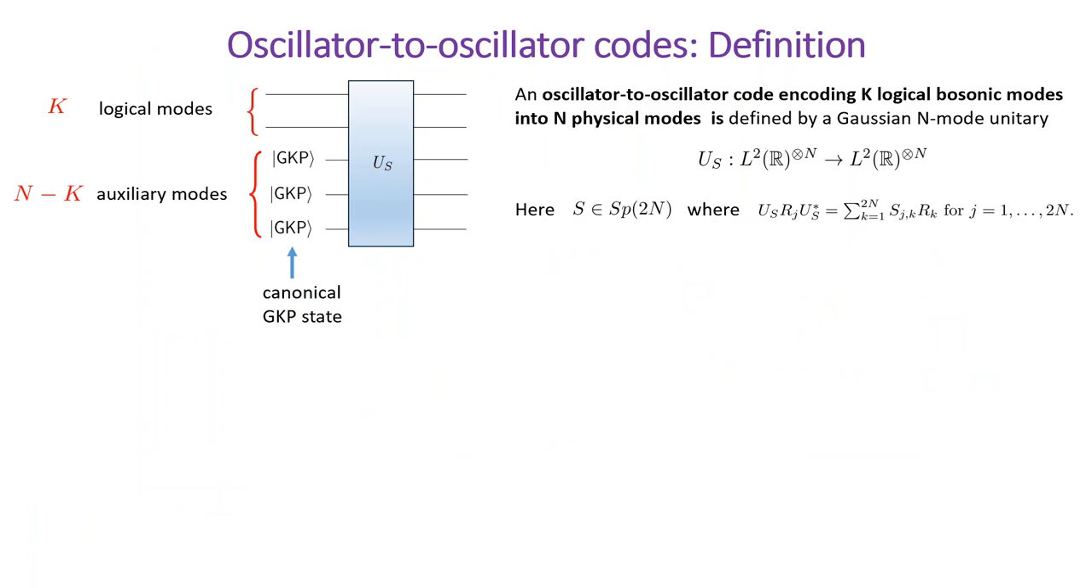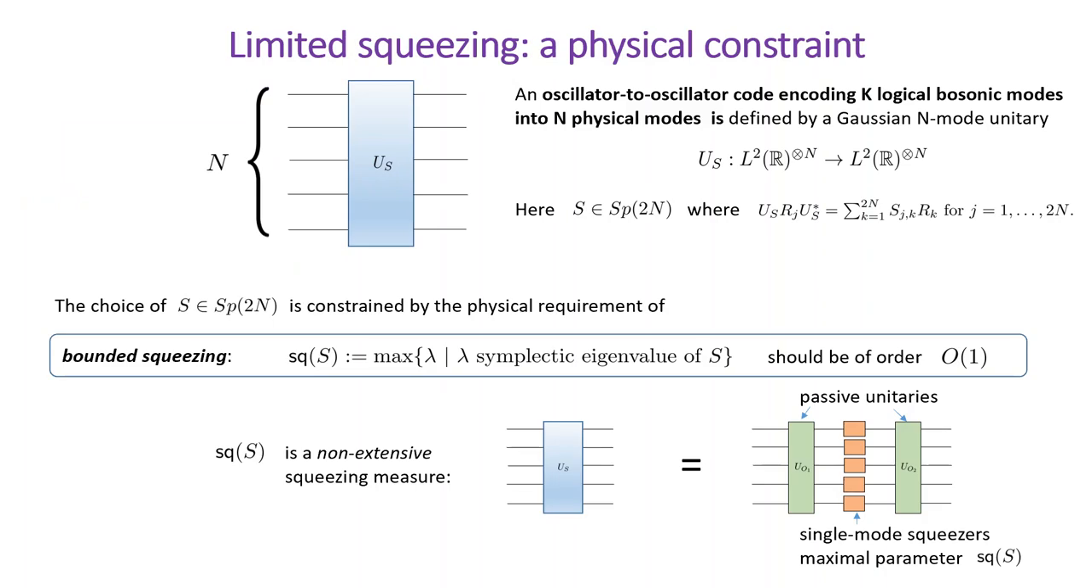At this point, we should consider which Gaussian unitaries are physically realizable in practice. It turns out that only those corresponding to a subset of symplectic matrices are relevant. We should only consider symplectic matrices whose symplectic eigenvalues are bounded by a constant. The corresponding quantity describes the amount of squeezing required to implement the unitary. Importantly, this measure of squeezing is non-extensive. It is the amount of squeezing required on a single mode.